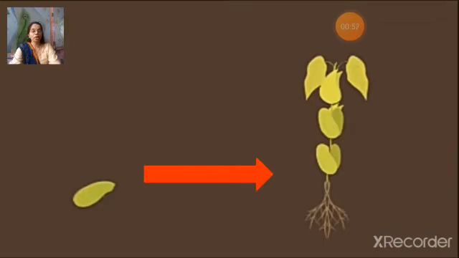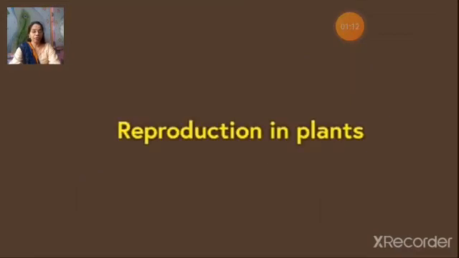Where does the seed come from? It comes from the same plant. But have you seen all plants give us flowers, fruits and seeds? No, there are many plants that do not bear flowers, fruits and seeds. So, don't these plants reproduce, or do they reproduce by some other means? Let's answer these questions in this presentation.